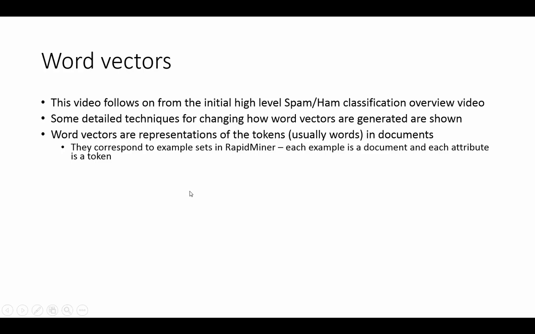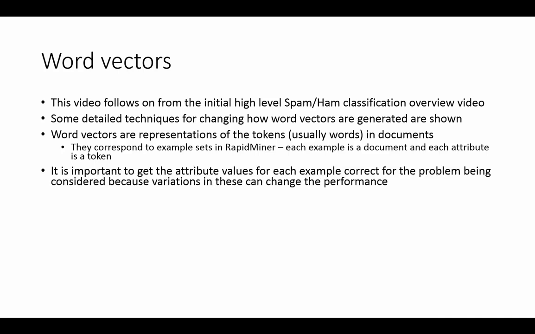What is a word vector? It's a representation of the tokens, usually words, in a document, and these correspond to example sets in RapidMiner. Each example is a document and each attribute is a token. And it's very important to get the attribute values correct for each example in the context of the problem being solved, because variations can change the performance.